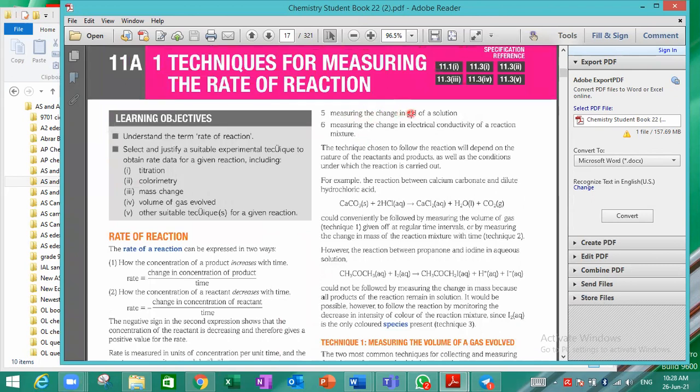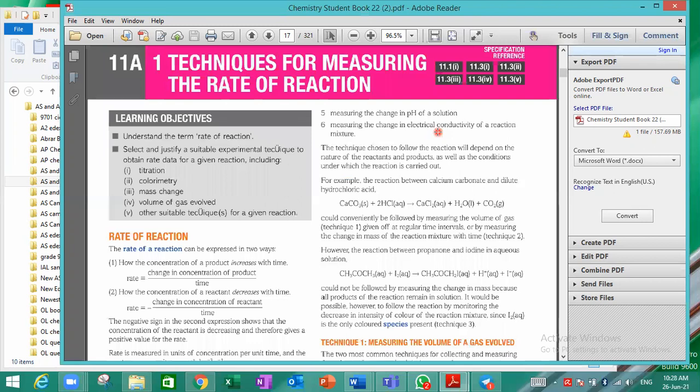Or if we have, for example, a reaction involving an acid or a base, we can also measure the change in pH with time. And if one of our reactants or products is in the form of ions, then we can follow the rate of the reaction by measuring the electrical conductivity, because we know that electrical conductivity depends on the presence of ions in our reaction mixture.